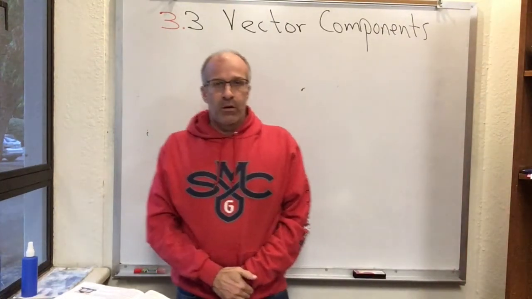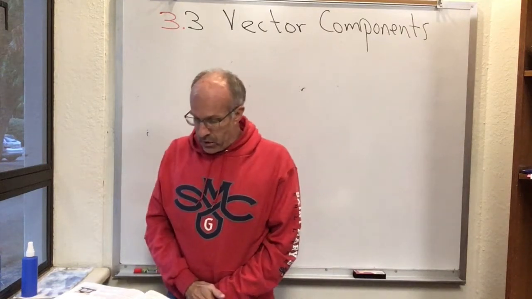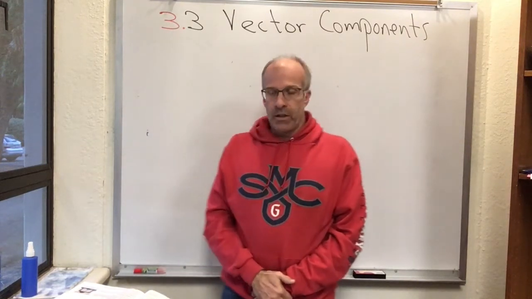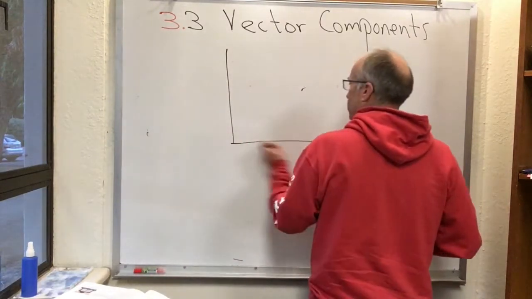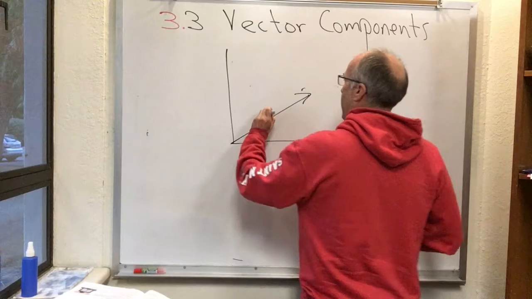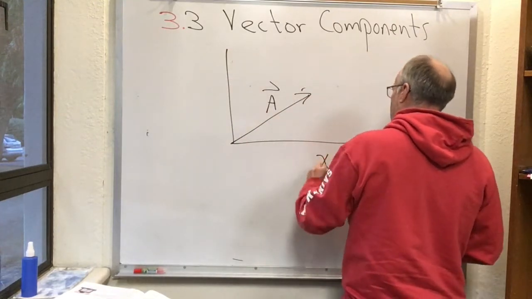Now it's time for vector components. The big new deal here is we are finally going to introduce coordinate systems. So here I have a vector, A. And here I've laid down what I call a coordinate system.